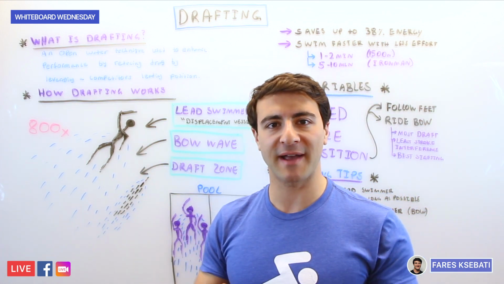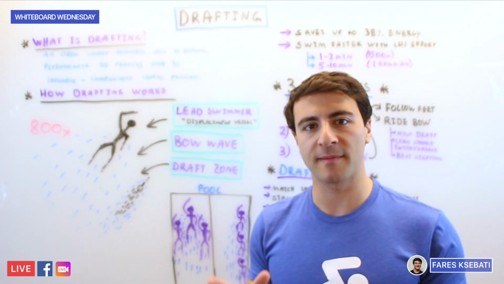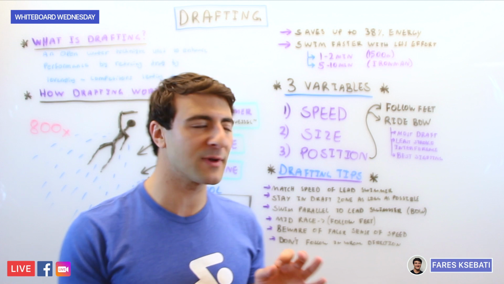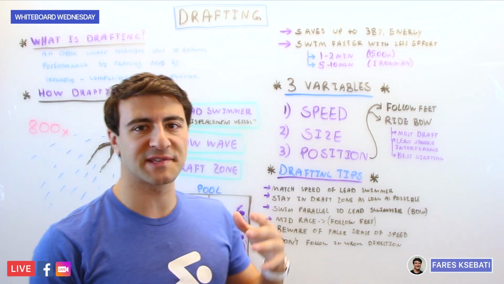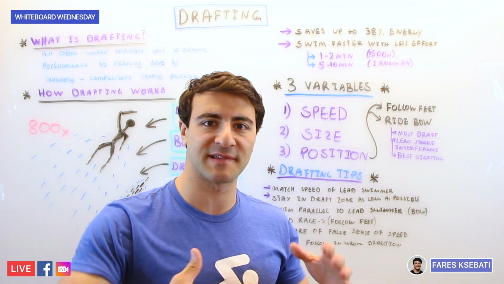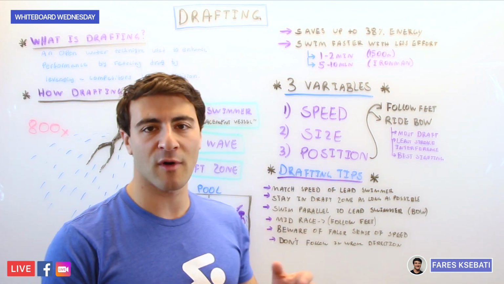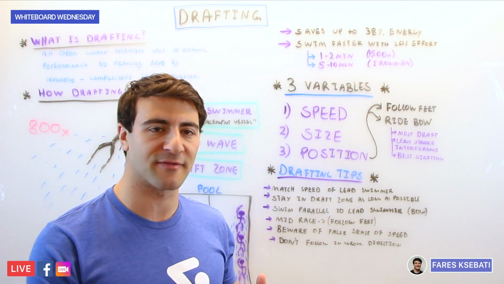Now the impact and the effectiveness of this draft on another swimmer comes down to three main variables. The three main variables are the speed. In other words, the faster the swimmer is going, the faster they're displacing water as this displacement vessel, a ship if you will, the more draft there's going to be. So the faster the swimmer, the faster the draft.